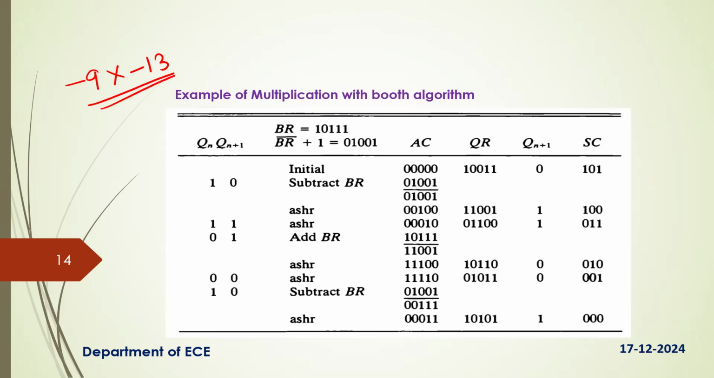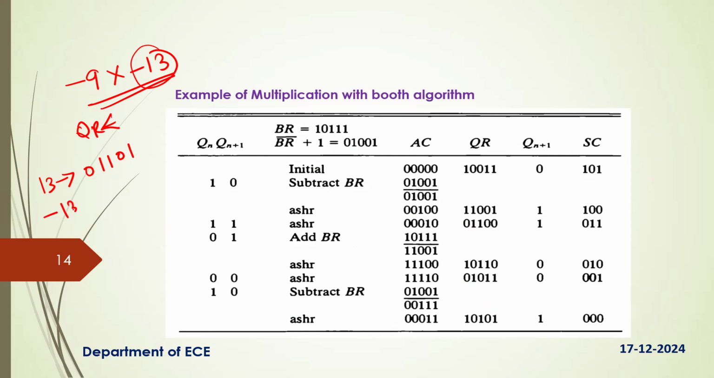So I already told you initially QR contains the multiplier. Now here, what is the multiplier? -13. But -13 has to be represented in which form? 2's complement form. So first you represent +13 using 5 bits: 0, 1, 1, 0, 1. Okay, so this is +13.